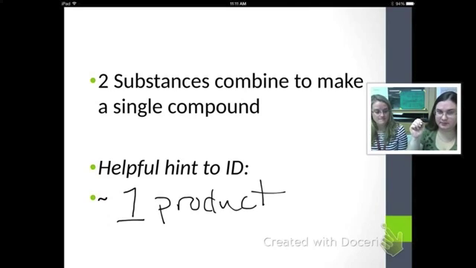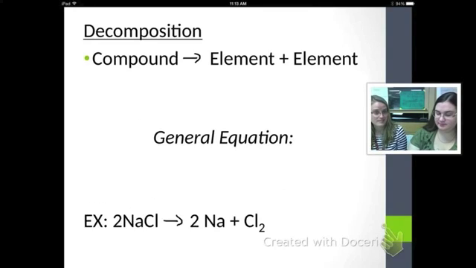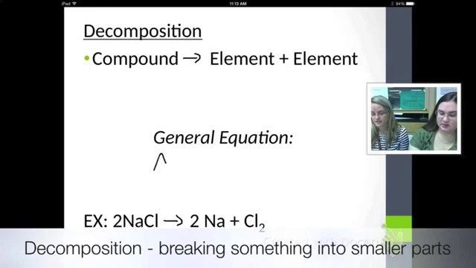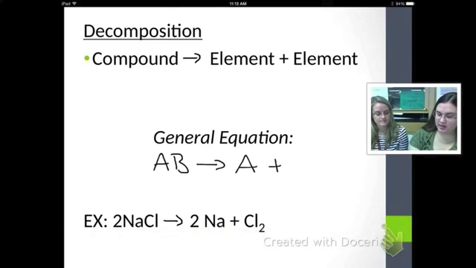Our helpful hint is that we are looking for one product. Just one. Okay. So, next reaction we want to talk about is decomposition. Our general equation for decomposition is we have one compound breaks down into two simpler substances. Because if we're decomposing, we're breaking apart. Exactly. So we have compound AB breaking down to A plus B.